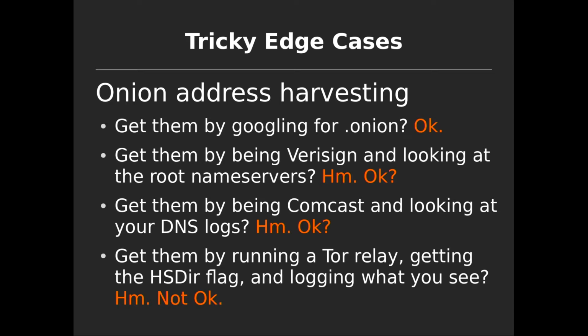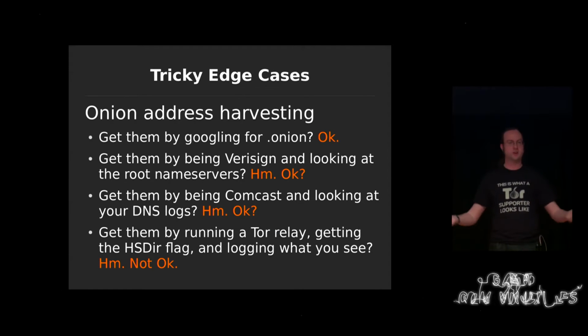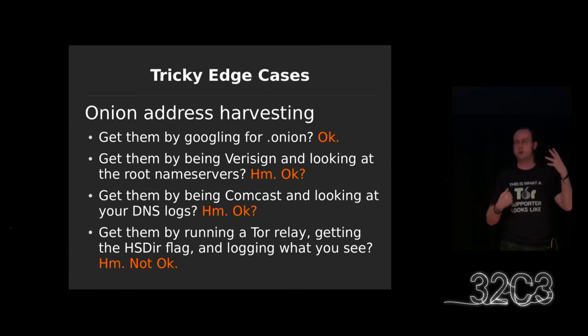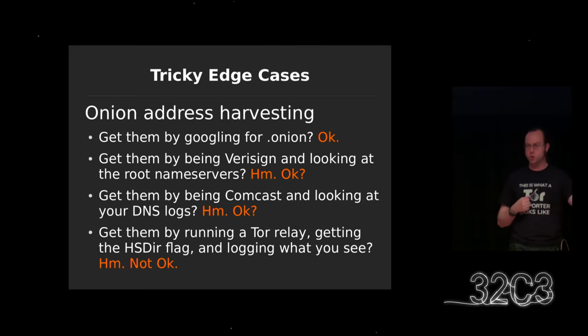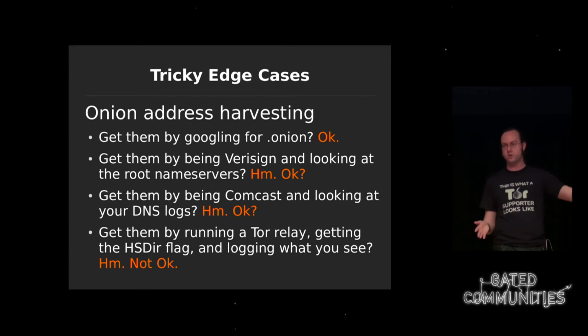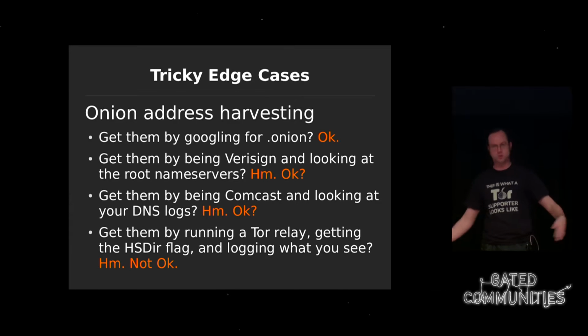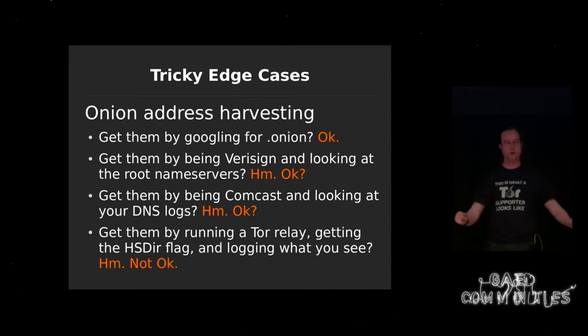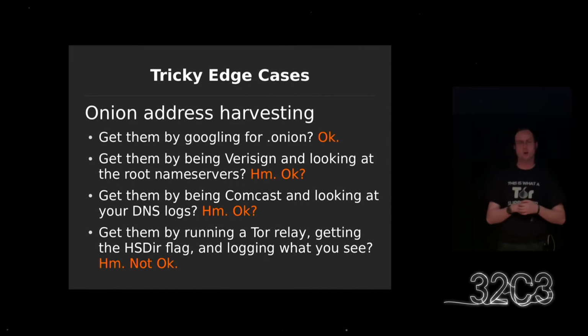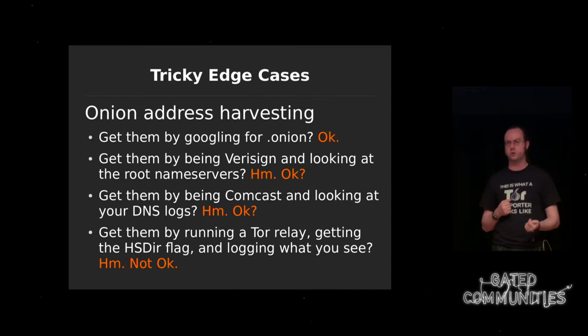So here's an example of a tricky edge case where we really want to think harder about these things. One of them is there are people out there who want to build a list of every Onion address that they can find. So you can learn about that by going to Google and doing a Google search on .onion, and they give you some addresses. That's OK. That seems reasonable. It's a public data set. OK, fine.